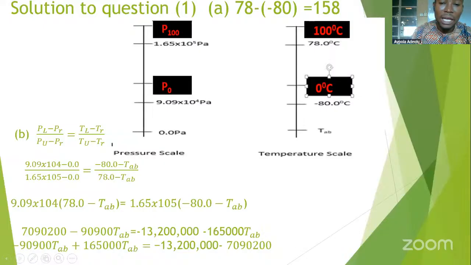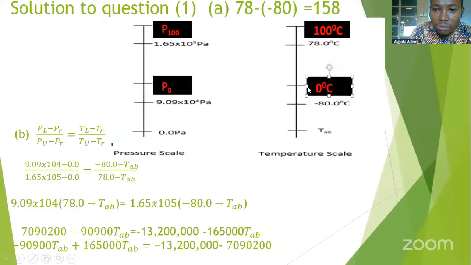So I can still apply my formula. I can have P naught minus the lower pressure; this 0 now is not the lower fixed point of that thermometer. This is whatever they have given us, what we will be using. This is just a temperature given, and they want us to calculate the corresponding pressure. So I can have P naught minus lower pressure over upper pressure minus lower pressure.